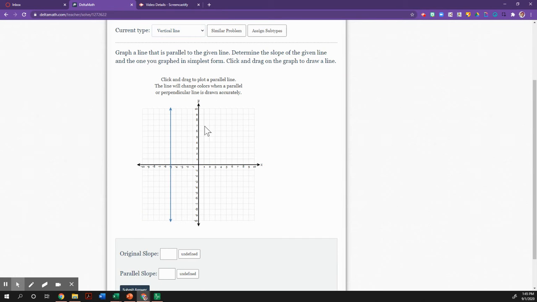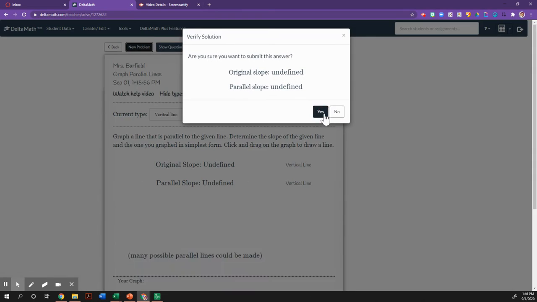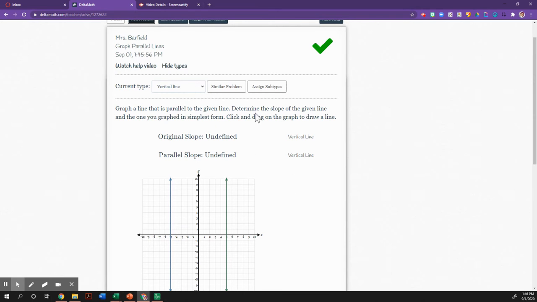So now we've got a vertical line, so I just want to draw one that's parallel. There we go. Vertical lines, by definition, their slope is undefined. They do not have a slope. Think about it in terms of walking: unless you're Spider-Man, and I don't know that I'm teaching Tom Holland, you are not walking up a wall that is straight up and down. So we are not capable of walking up and down a wall like this. So our slope is undefined. Submit my answer. Yes.